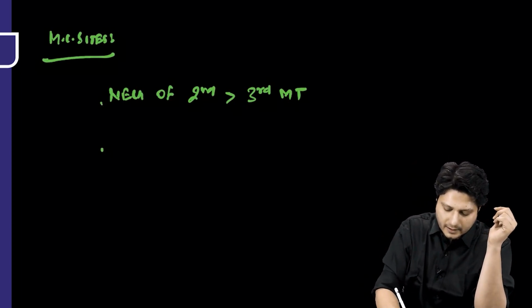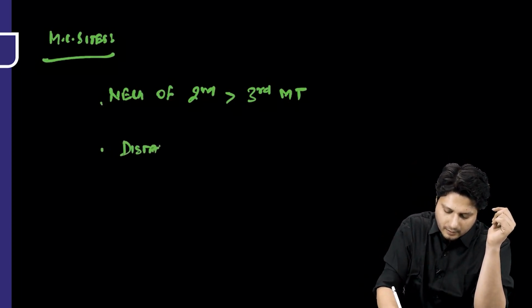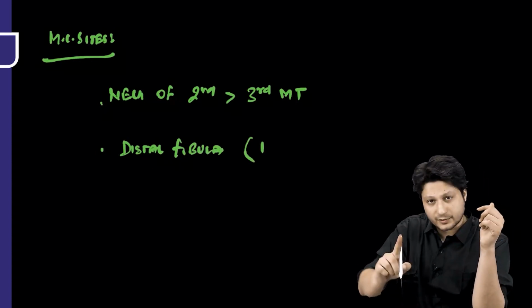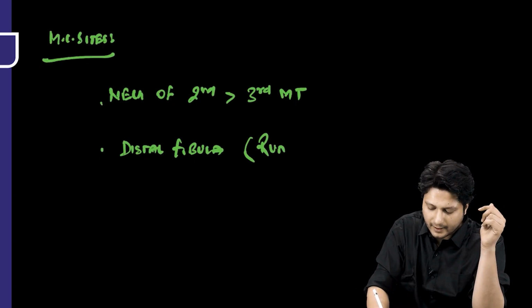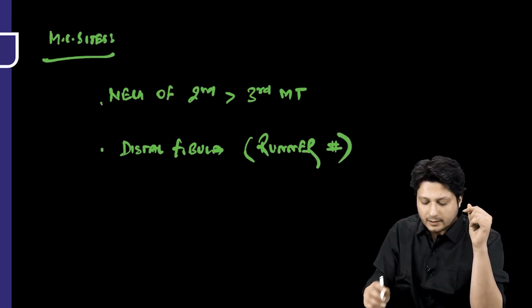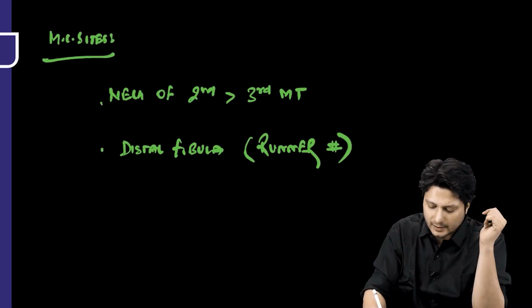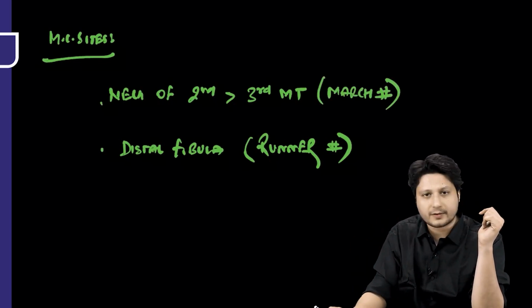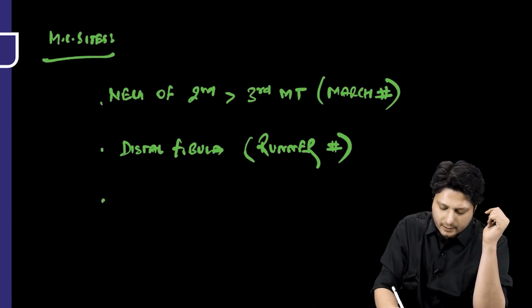Second is the distal fibula. And the stress fracture of the distal fibula is also known by the name of runner's fracture. Similarly, the fracture of the neck of the second or third metatarsal is known by the name of march fracture. It is again because of the stress. And finally, the third most common site is the distal tibia.